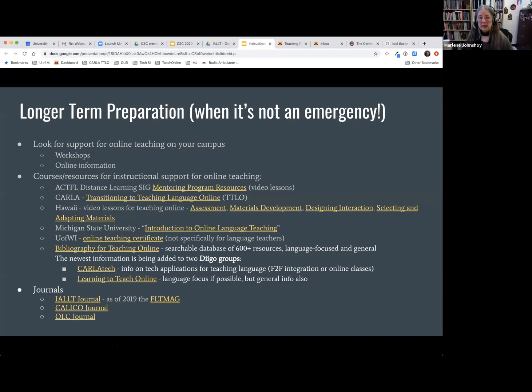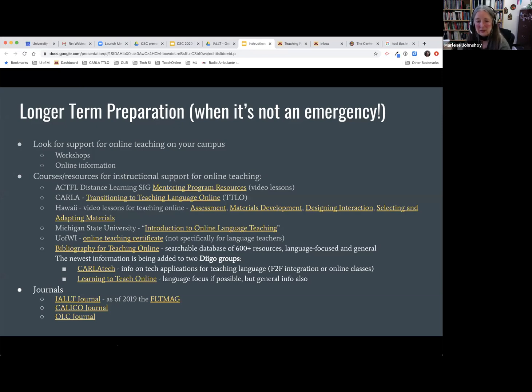Okay. A couple of times people have mentioned, look on your campus for what you can find there. There's probably workshops going on. Most campuses now have online information. And these are longer term, not when you need this for next week, but there are longer term resources like ACTFL's Distance Learning SIG, CARLA, where I am, we teach a Transitioning to Teaching Language Online course as a summer institute. Hawaii has online modules that are all linked there. Michigan State has an introduction to online language teaching. Wisconsin has a teaching certificate.